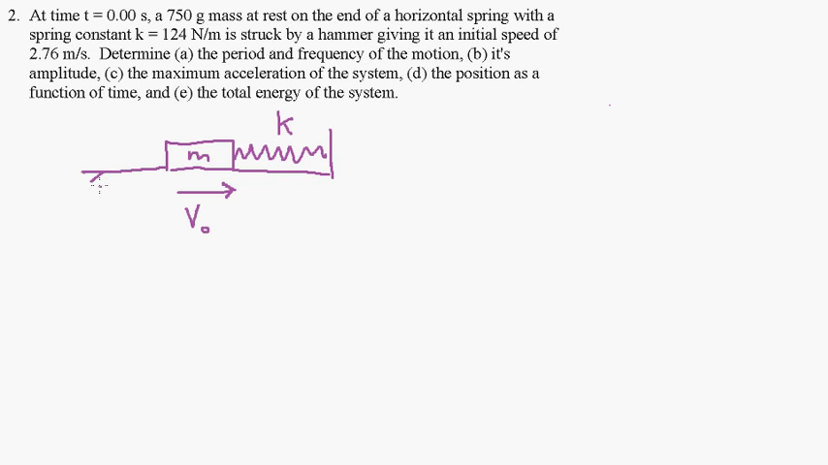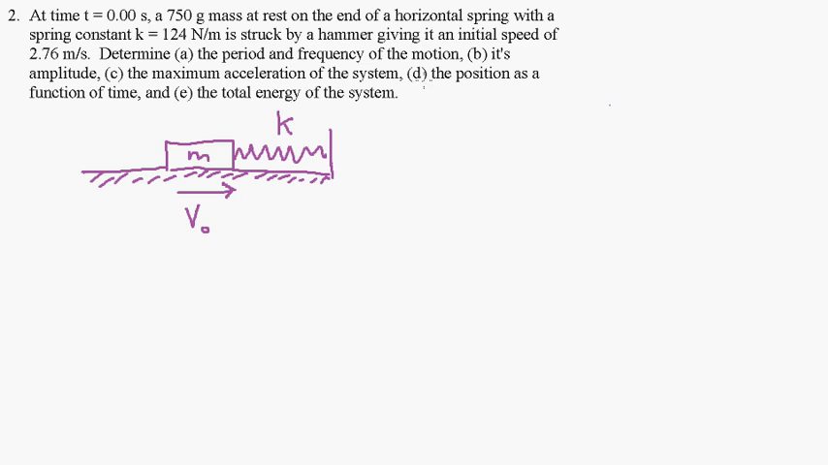It says a horizontal spring. We're going to assume that if it's on a surface, it's frictionless, because they don't mention that. And it's got an initial speed that we know.